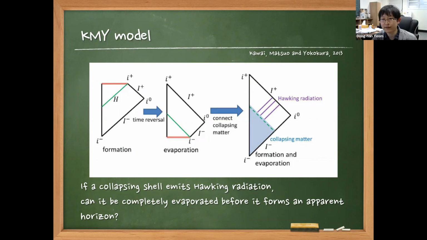That is completely okay. But their assertion is that such a back reaction is strong enough. If a collapsing shell emits Hawking radiation, then they said that it completely evaporates before it forms an apparent horizon or a singularity. Then from this causal structure, there is no way to lose the information. So this may be the resolution of the information loss paradox. This was the motivation of the KMY model, and several general relativists also followed this kind of computation.